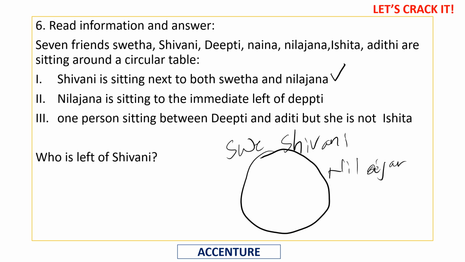So the first statement is right? Like it is done. Shivani is sitting next to both Nilajana and Shweta. And then the second statement, Nilajana is sitting to the immediate left of Deepthi. So all of them are turning towards the center of the table, so sitting immediate left of Deepthi.